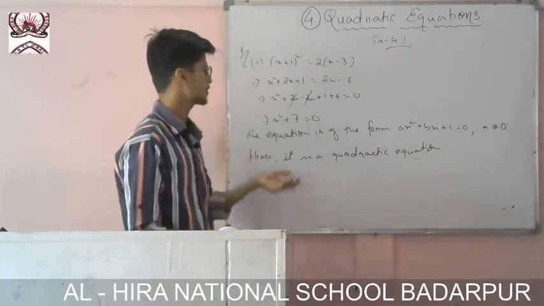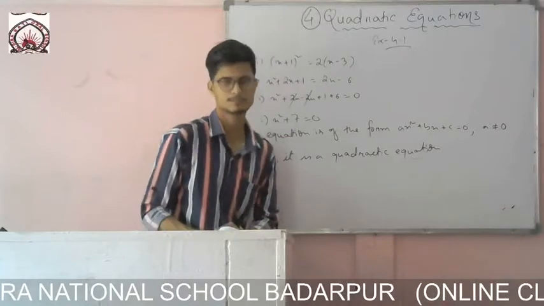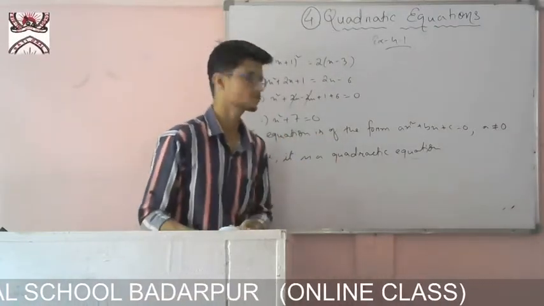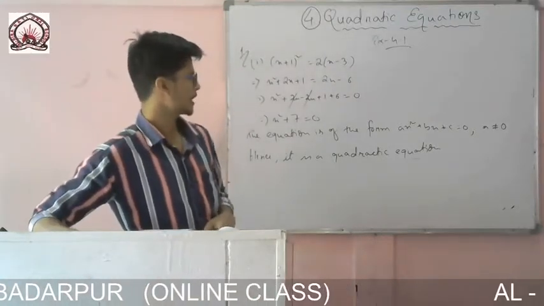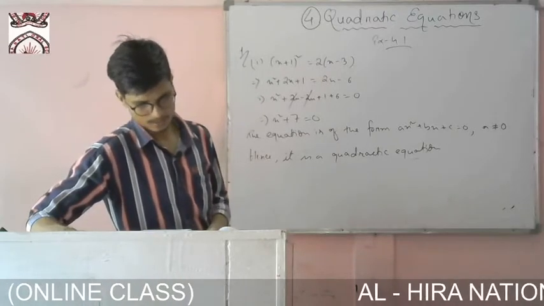Like this you have to check. First of all, you have to convert it into a standard form, that is ax square plus bx plus c. If you find it like this, I can write that this is of the form ax square plus bx plus c equals to 0, where a not equals to 0. So hence it is a quadratic equation.